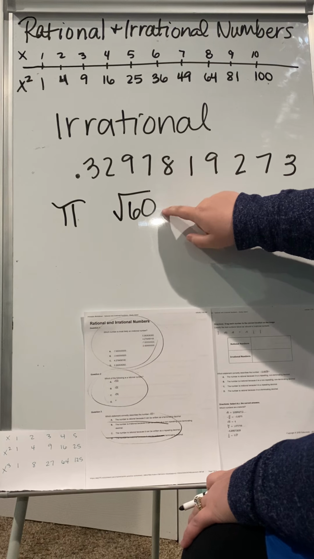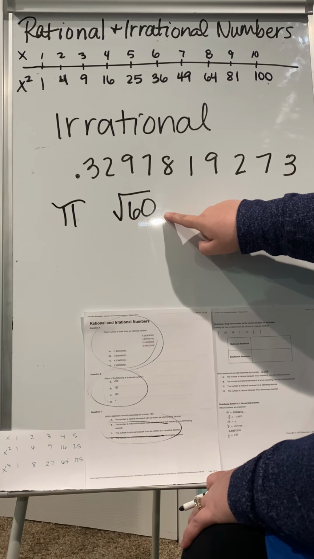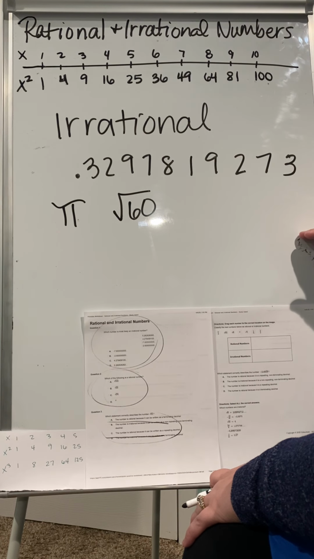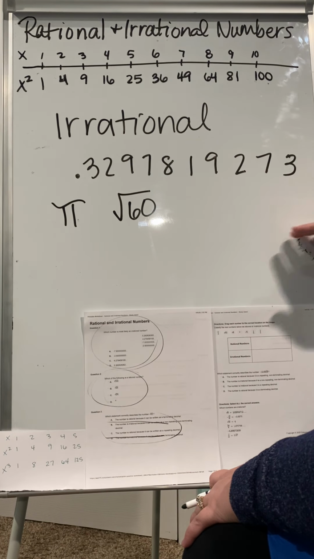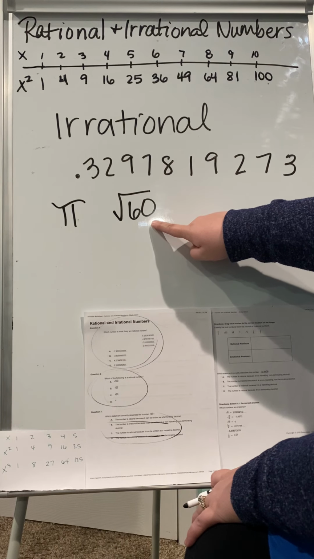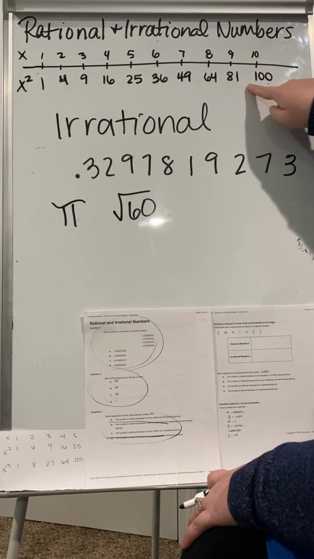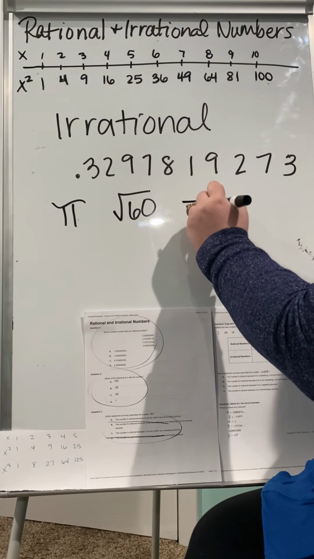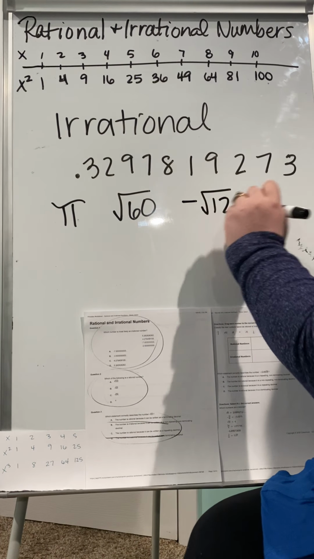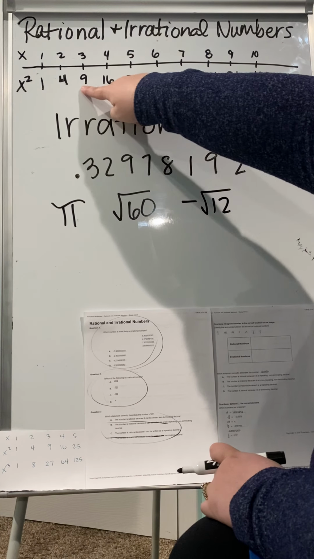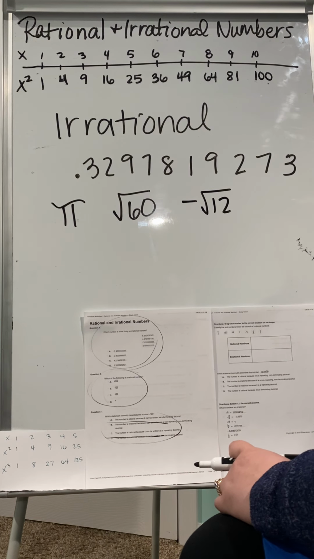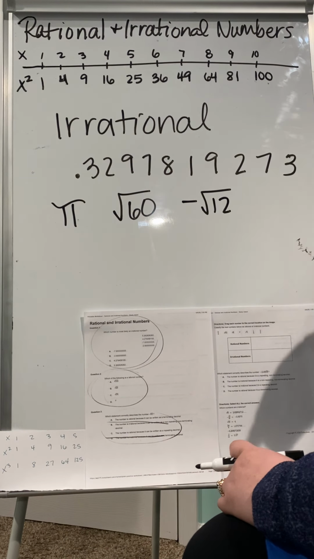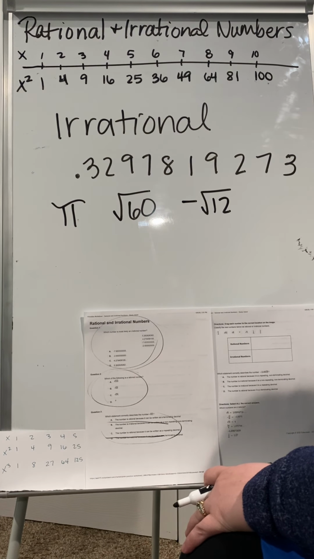That means that when I take the square root of 60, it is going to be a decimal that goes on and on forever, and it's not going to repeat itself. That is an irrational number because it's not one of our perfect squares. Another example could be the negative square root of 12. 12 is not one of our perfect squares. So when I take the square root of 12, I'm going to get some crazy decimal that doesn't make any sense and doesn't have a pattern to it.